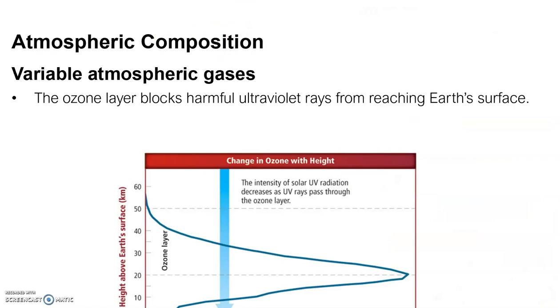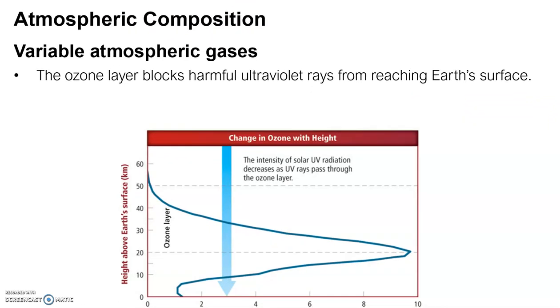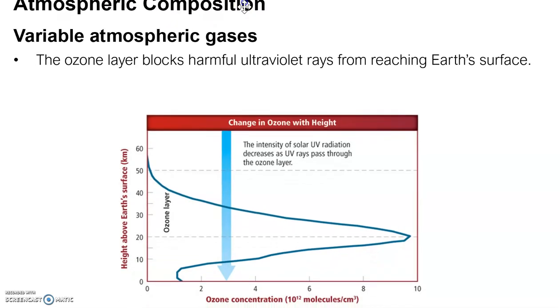So in the atmosphere, ozone helps block UV rays from reaching the Earth's surface. As you can see in this slide, the ozone layer intercepts a massive majority of the UV rays that are trying to hit Earth. So this is filtering us. This is almost like sunglasses.